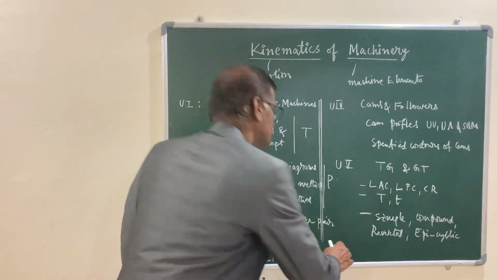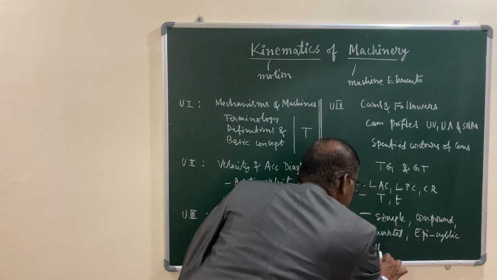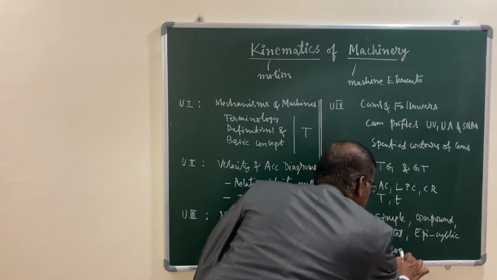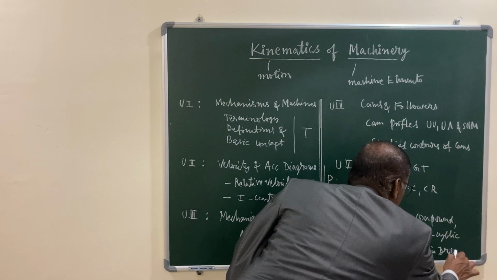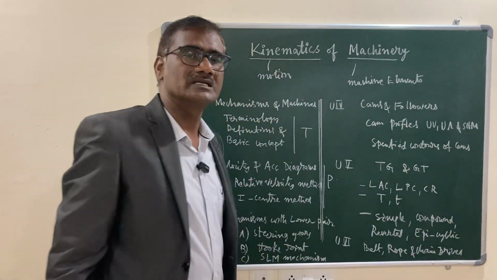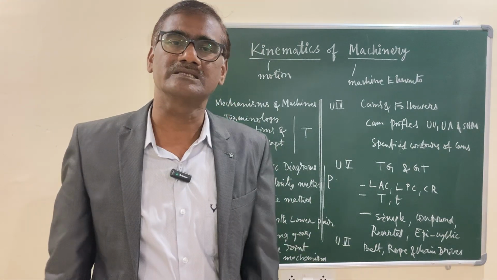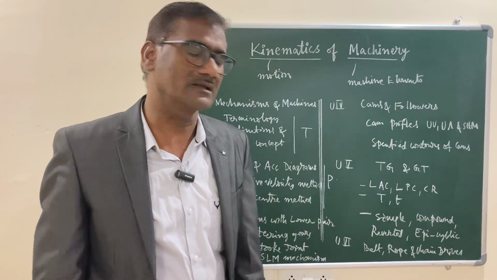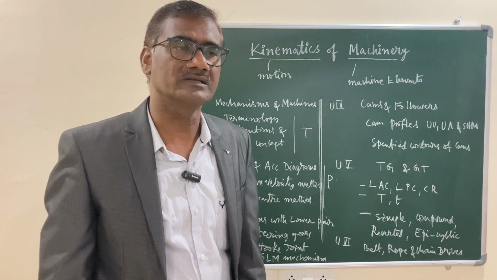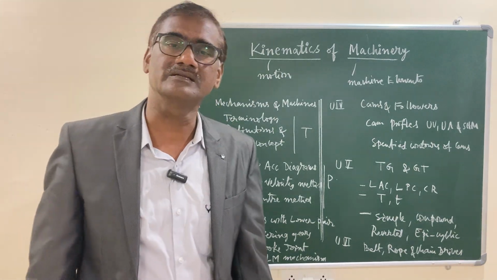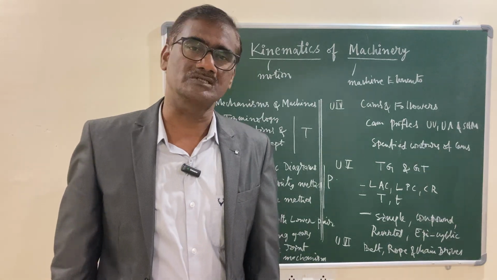And the last unit, unit 6, is belt, rope, and chain drives. In this you are going to understand mainly the types of belts, that is flat belt, V belt, and circular belt. And you will be understanding the belt tensions, driving tension, that is tight side and slack side tensions, and centrifugal tension, and finally how to calculate the power transmission.